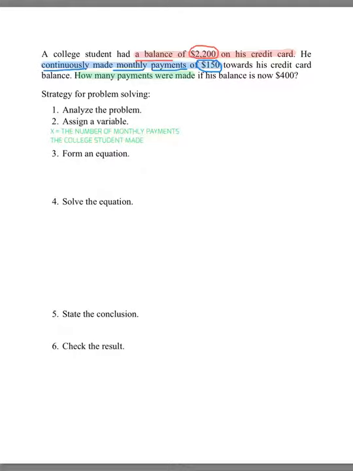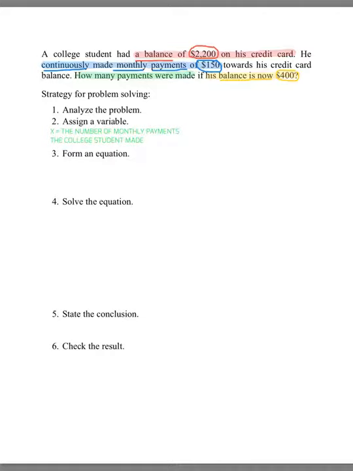And now the other thing is the fact that we know that his balance is now $400. So originally the balance was $2,200, and then he started making monthly payments of $150 each month, which decreased his balance. And now he's at the point where his balance is $400. So now let's go ahead and create an equation.